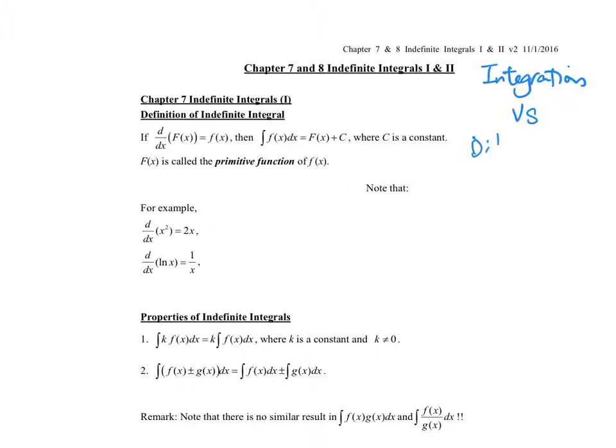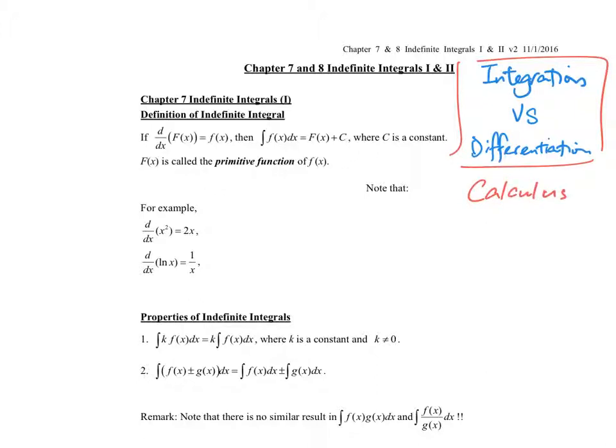Integration is highly related to differentiation that you have learned in Form 4, which is also talking about a big branch in math called calculus. It is also a core part of mathematics M2. Calculus, you also need to know the Chinese term, so it is called 微積分. So differentiation is talking about 微分 and integration talking about 積分.